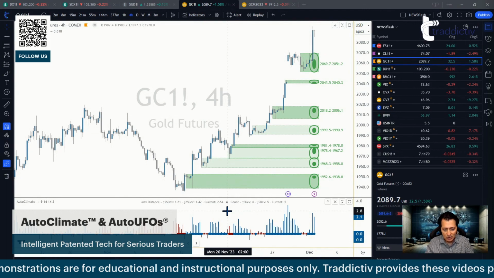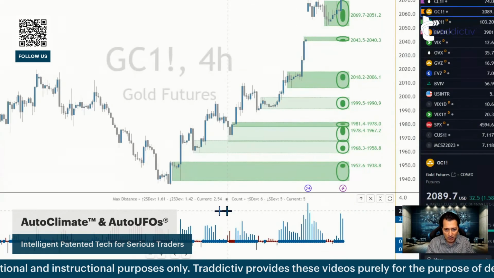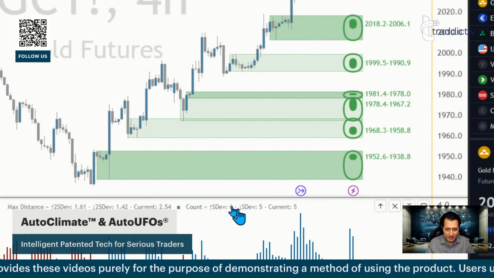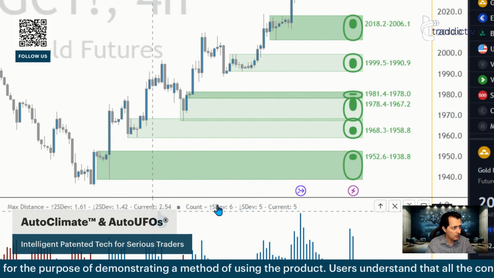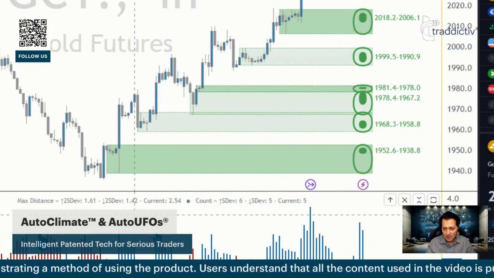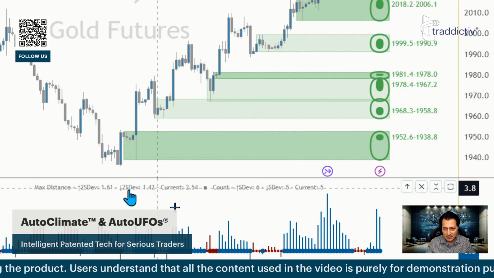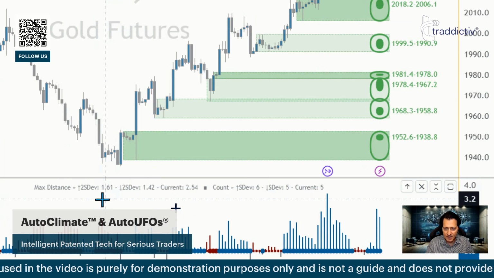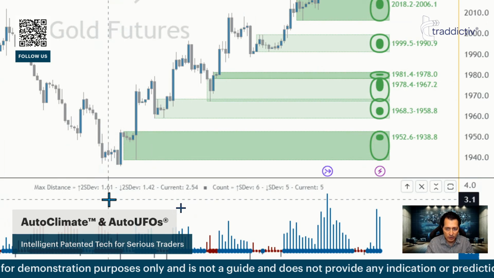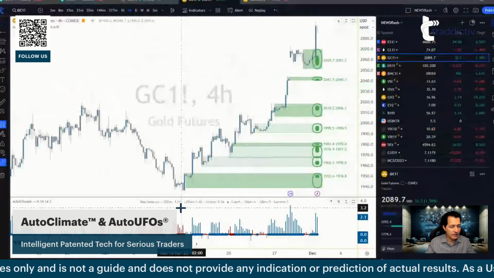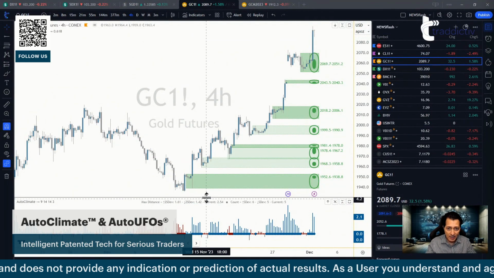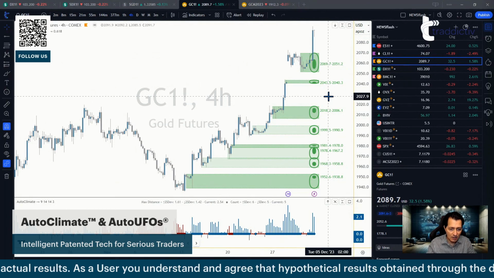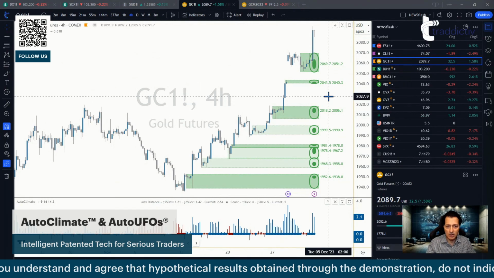In this case, this is just an example using a 4 hour chart of gold futures. We can see how the current extension of this market is currently pointing at 2.54, where statistics suggest a two standard deviation max distance would be 1.61. In other words, and this is in ATR multiples, because 2.54 is more than 1.61, we are in front of a situation where while the direction of the market is clearly up, statistically speaking, it is not sustainable.